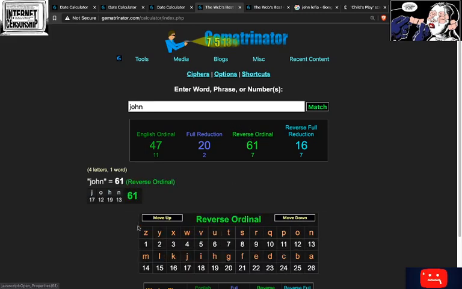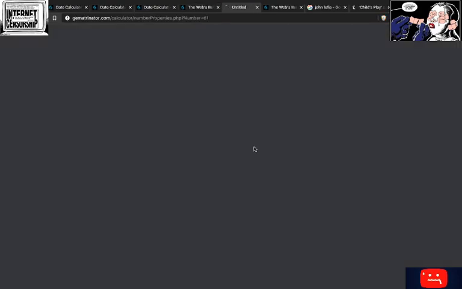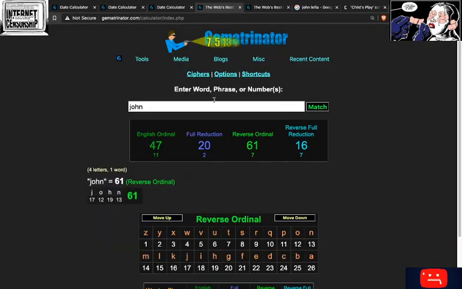And then you got the reverse, which is the alphabetic order flip-flopped. Z being 1, A is 26, and then same thing in the rules of numerology. So 61 is the 18th prime. 16. So let's see, John. Let's just type in his last name. Lafia. There's no middle name for him.